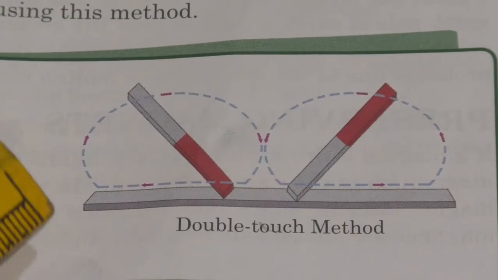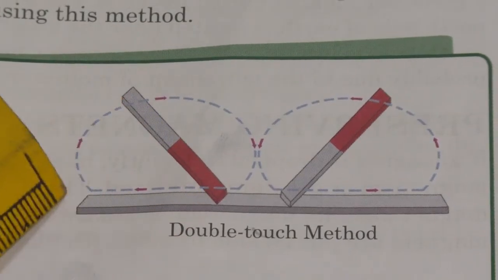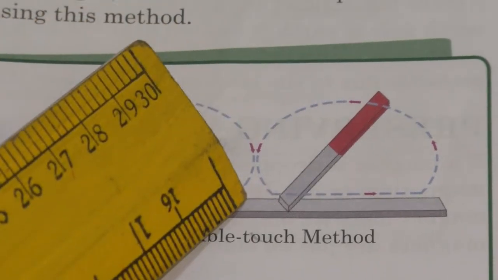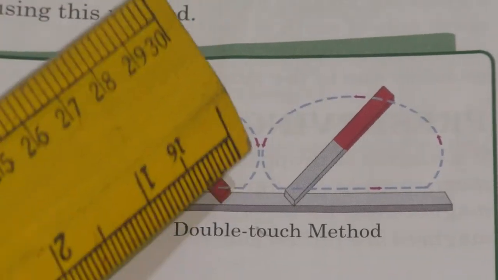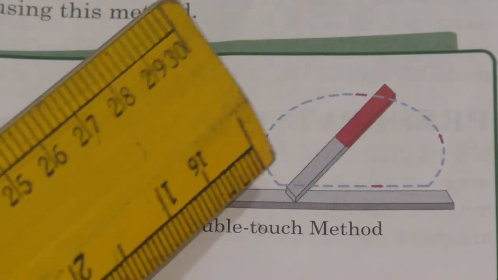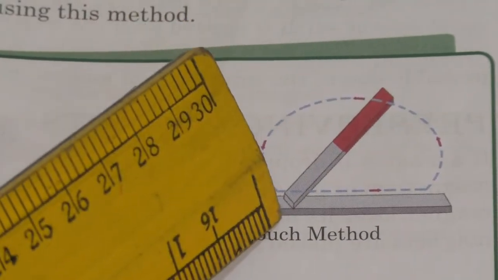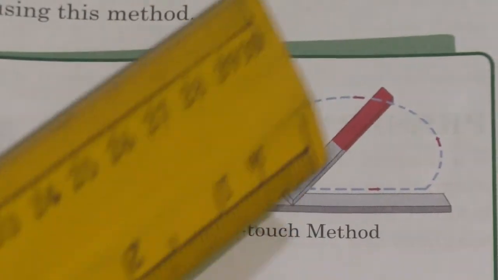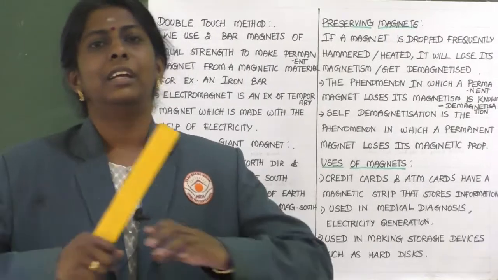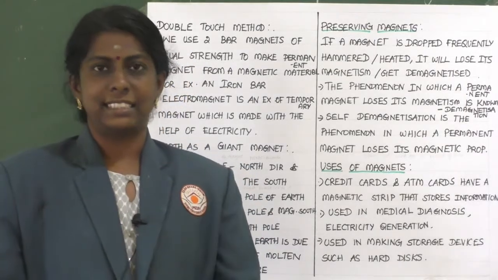Yes children, now you can observe the arrow marks even. So, they are moving this bar magnet in this direction and positioning it in the same position. And this bar magnet in this direction, and then they are keeping it here. So, they are repeating like this. Can you understand? Yes children. Now, we have learned the double touch method and single touch method.